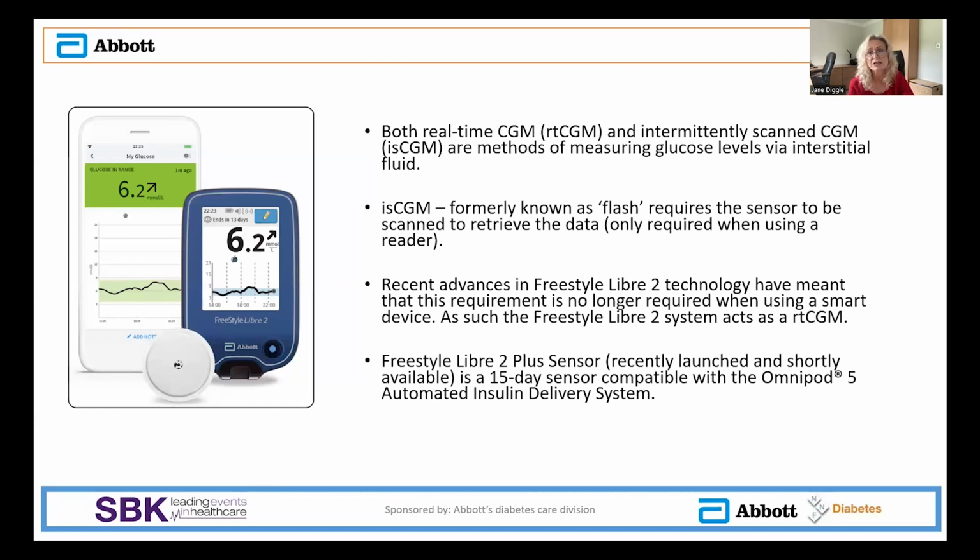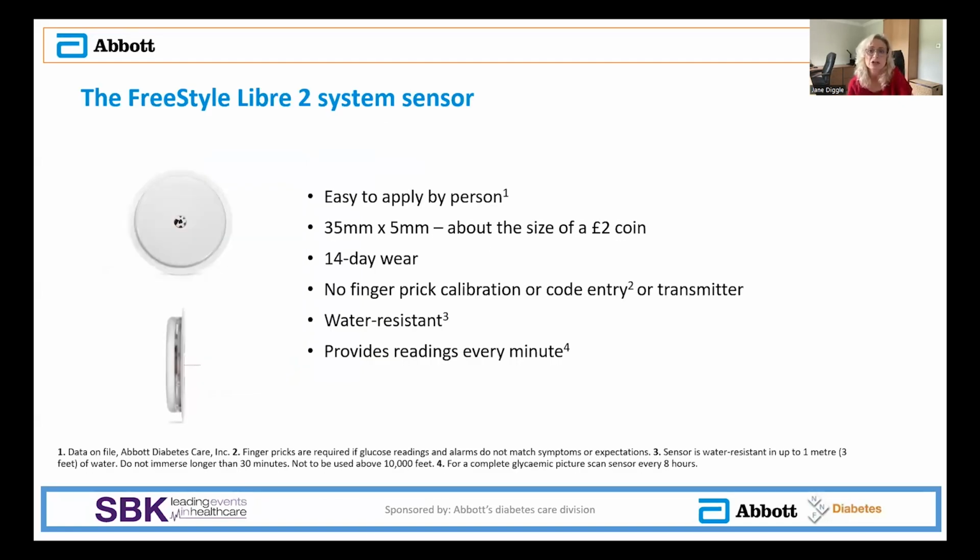The next slide actually gives you an image of the sensor. As you can see, it's pretty discreet. It's about the size of a £2 coin. Very easy to apply using the applicator, and that's to the back of the arm. It doesn't need any calibration. It doesn't use a transmitter. It's water resistant. People often ask about this. It's water resistant down to 3 feet for up to 30 minutes, so fine for swimming, and of course fine for bathing and showering. And as I said, readings are provided every minute.